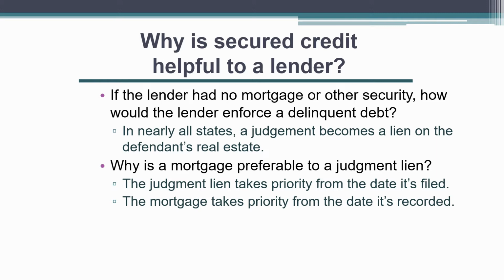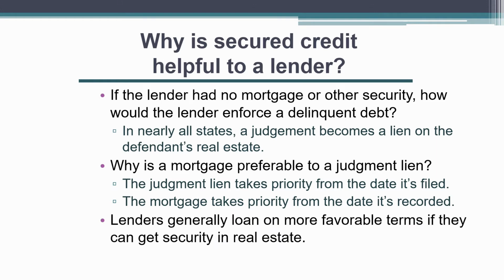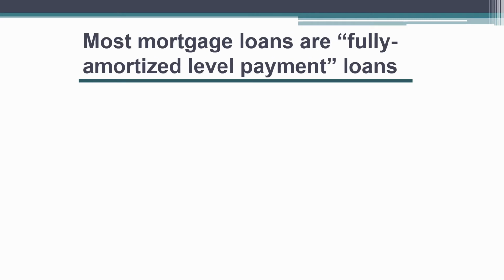So what that means is that mortgages generally have a much earlier priority date than judgment liens do, and that means in turn that they will take priority over any intervening interest in the property. Lenders generally loan on much more favorable terms if they can get security in real estate. Real estate is considered one of the most desirable forms of security that a lender can get.